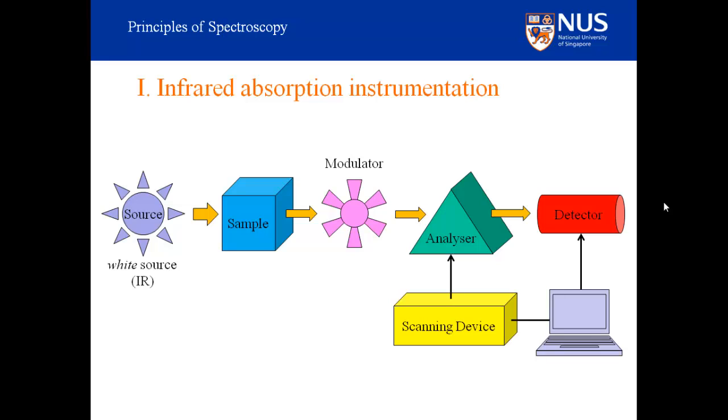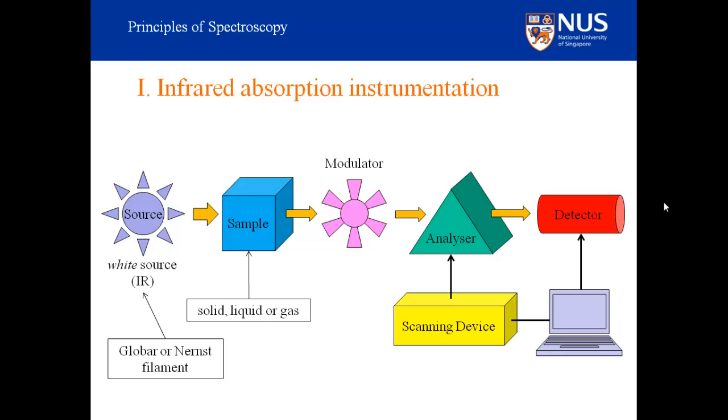So what can we use as a white source? We can use a glow bar or a Nernst filament. For instance, the glow bar is a silicon carbide rod heated up to around 1500 degrees C. This emits a broad range of infrared radiation in a virtually continuous spectrum that looks like a black body spectrum. So the spectrum itself, the amount of radiation you'll be getting at any particular intensity, is related to the temperature to which you heated up the rod.